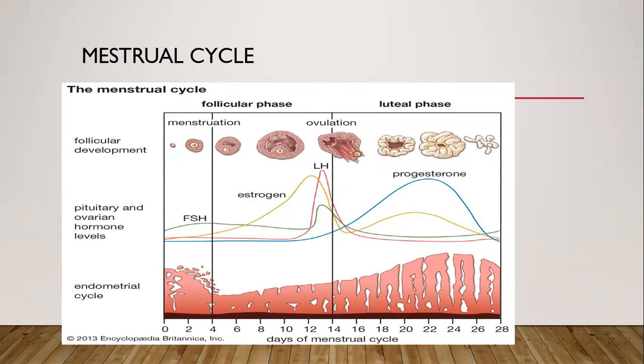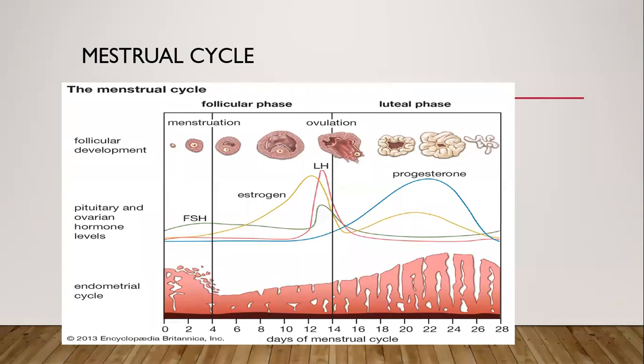So the day 14, which is the middle, you see that there's some ovulation that takes place. The egg is released. And at this point in time, the uterus is going to be growing in terms of its endometrial cavity. It's going to be thicker in preparation for the implantation of the fertilized egg.